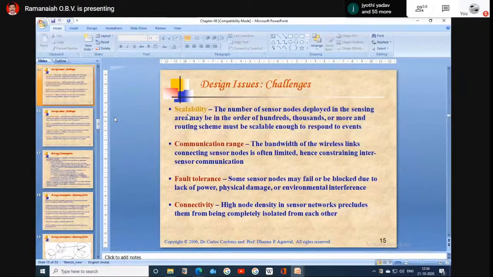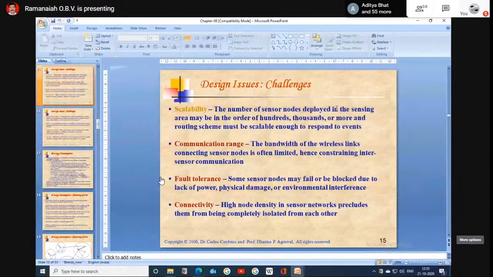When there are a limited number of sensor nodes, the proposed concepts are working fine, but if the network size is doubled or tripled, increased by many times, and it is not giving acceptable performance, then it is no longer scalable. Right, then the communication range.